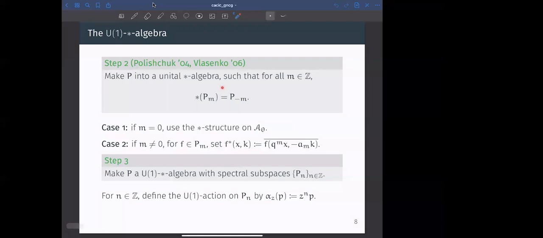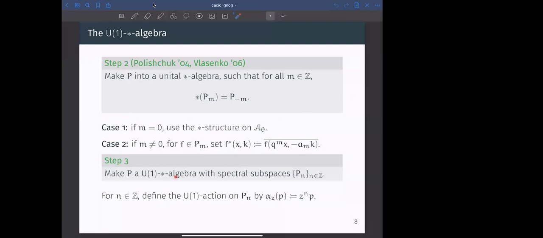Next, you need a star structure. The star structure is due to Polishuk, and the fact that it really does give you a star structure basically comes from a little result of Vlasenko's. So you can make this algebra P into a unital star algebra, such that the adjoint of anything in degree m is of degree minus m. If m is zero, just use the star structure on the base. And if m is non-zero, you have this involution due to Polishuk.